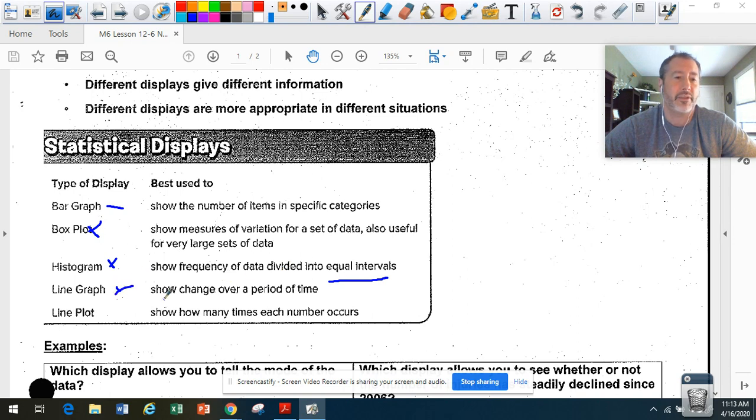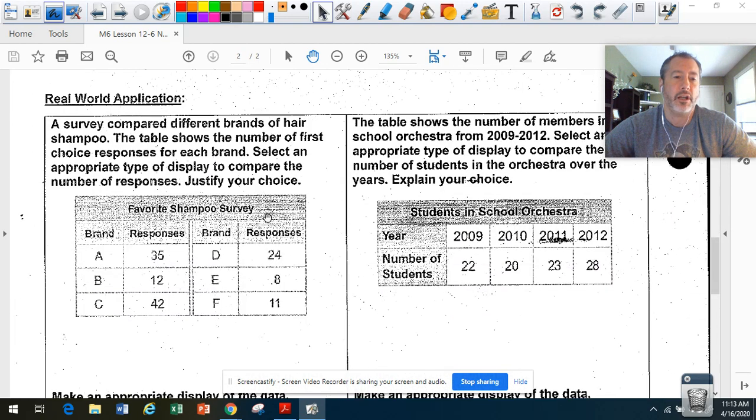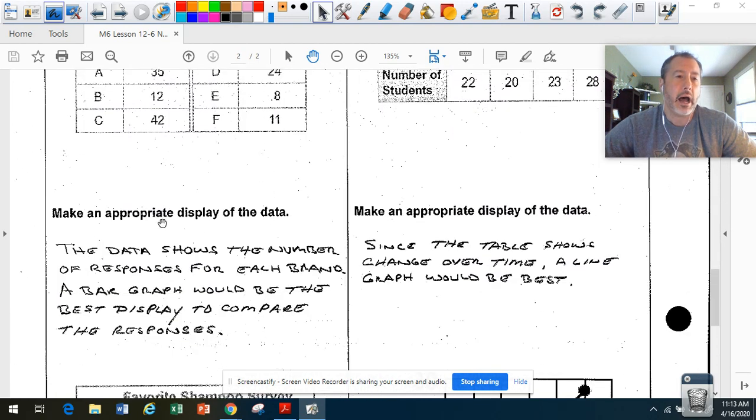Nope, not with that. A line plot: how many times does each number occur? No, it doesn't work that way. We're dealing here with specific types of categories. So the best thing that we can do with this is use a bar graph. So if we come over here, you can see the bar graph is the best thing to use.